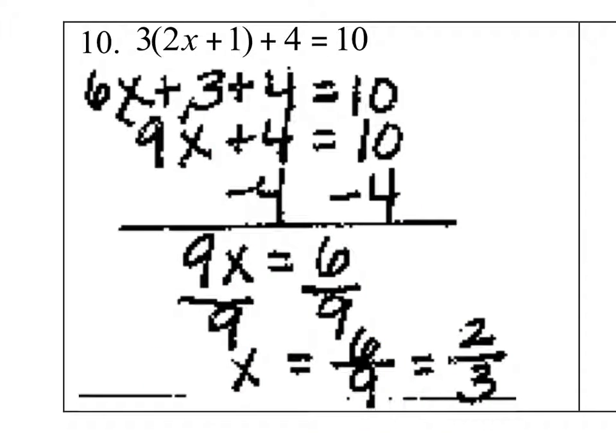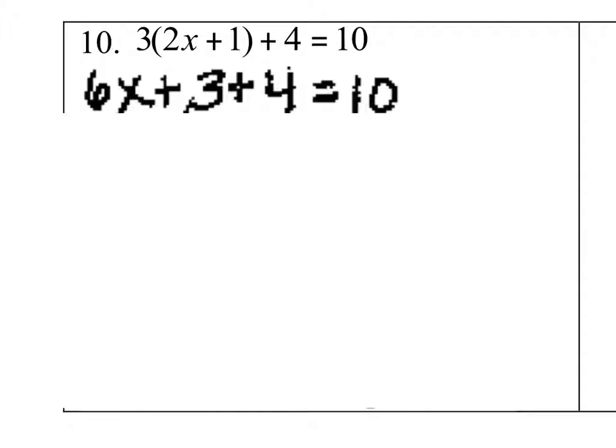Alright, what the heck happened right here? Take a moment and look at that. What have they done wrong? Yeah, they combined 6x plus 3, but 3 doesn't have an x. That is correct. They have combined unlike terms. Very, very bad idea. So the 6x is okay, but we can combine the 3 and the 4 to get a 7. So that's a positive 7.